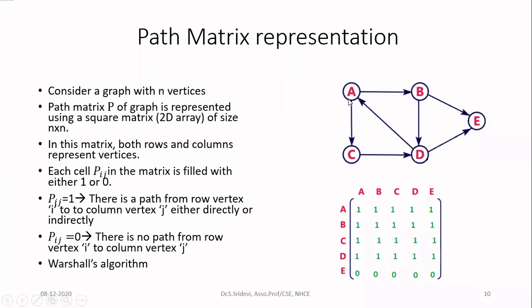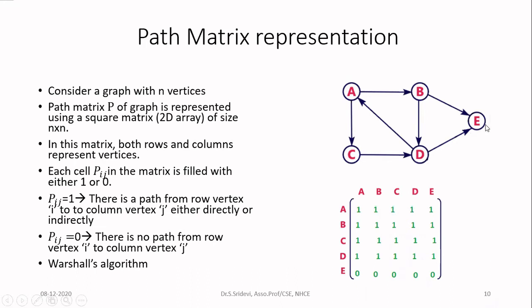Then, is it possible to go from A to D? From A, I can go to B, then from B, I can go to D. So there is a path from A to D, and there also you can write 1. Next, is it possible to go from A to E? From A, I can go to B, then from B, I can go to E. And there is another path possible: from A to B, from B to D, then from D to E. There are so many paths available, and which one will be selected, that we will see in the Dijkstra algorithm. But this path matrix is going to tell you whether you have a path from one node to another node or not. So from A, we have a path to all the nodes in the graph, so we have 1 in the first row for all the columns.